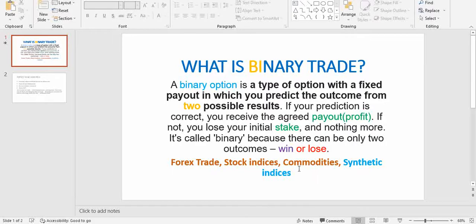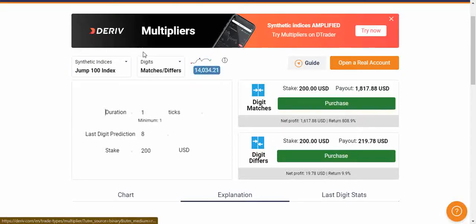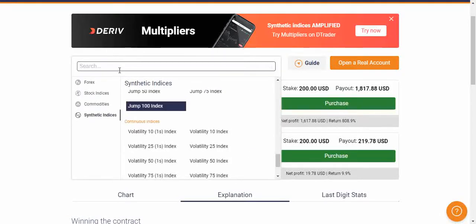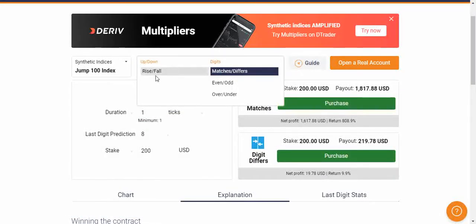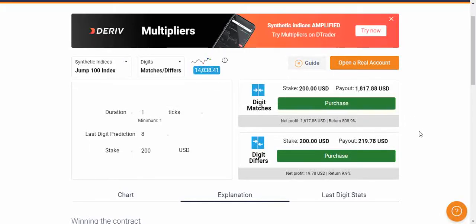For example, let me show you something here. You could be trading on a market like synthetic indices, and you have two options. You could be trading rise or fall, matches or differs, even or odd, over or under. So there are two options for each. You pick one, and for each one that you pick, you are going to either have a loss or a win according to your prediction.